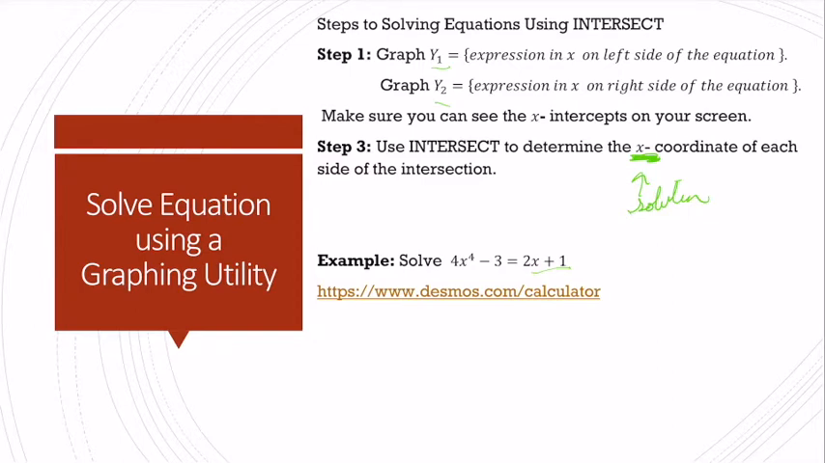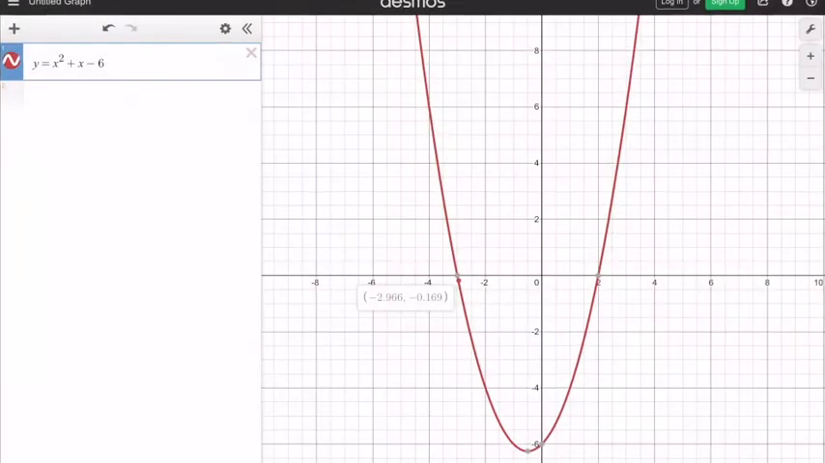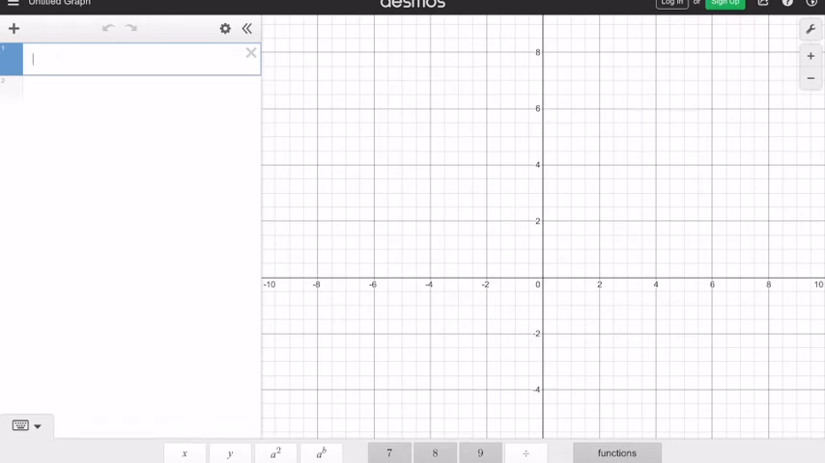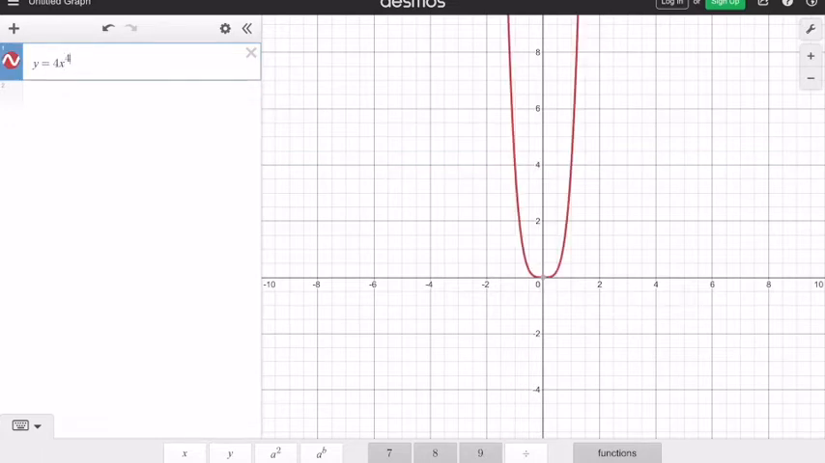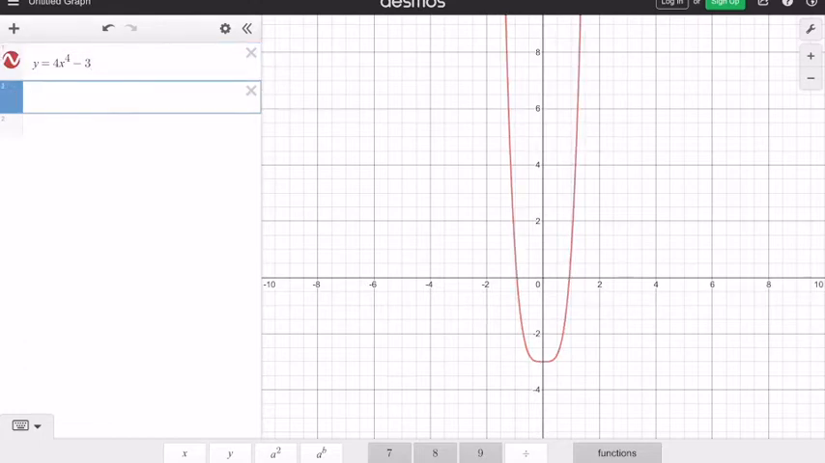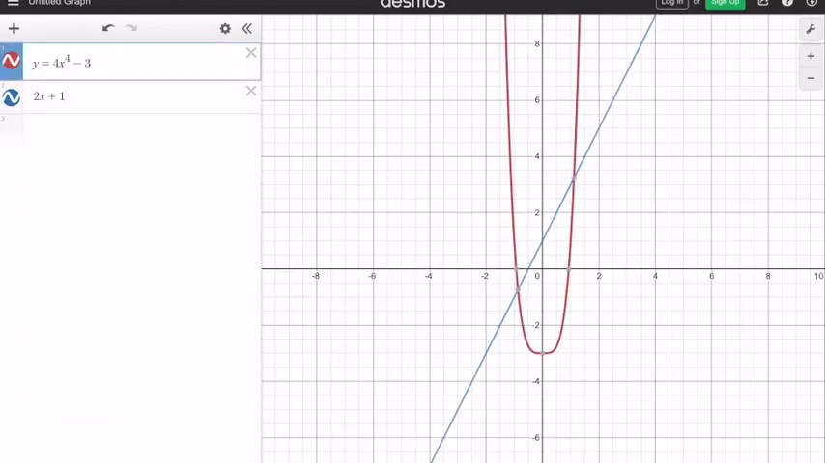So why don't we go ahead and graph this in Desmos. I have y equals 4x to the fourth minus 3, and I also have y equals 2x plus 1. So here are our solutions. We've got two solutions, and they are not very pretty, but there they are. So that's how you can use intersect to find your solutions.